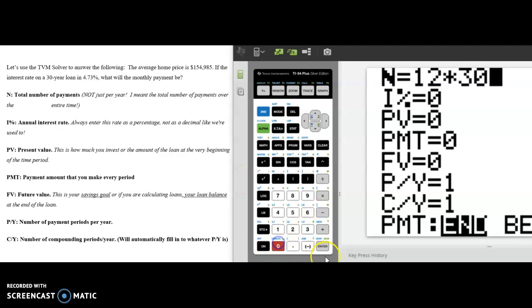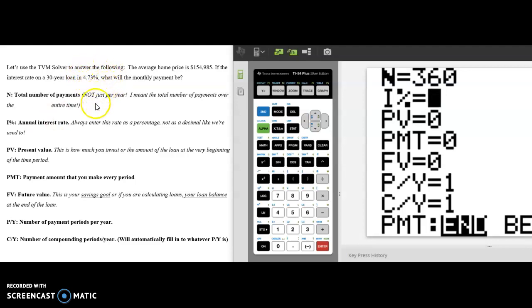I'm going to push enter. Notice when I do that, it automatically does that math for me. 12 times 30, it filled that in as 360. The next variable that it's asking about is the annual interest rate. It tells me here that our interest rate is 4.73%.